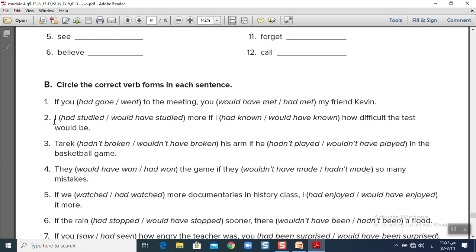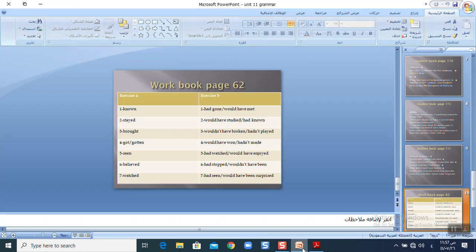Right. Second sentence, I would have studied if or had studied. Of course, would have studied, because if is here in the middle. You can see if in the middle. So had known. Of course, use past perfect after if. The next sentence is would have studied. Good. To check answers. Yes, exercise B. Had gone, would have met.